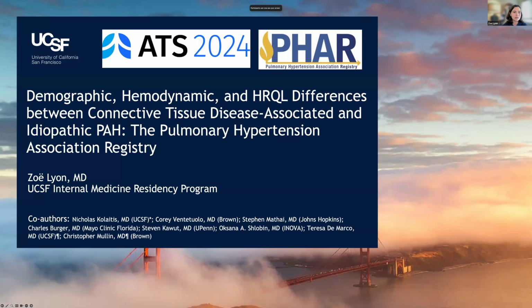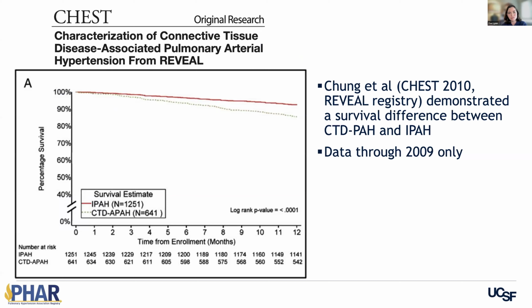Hi, I'm Zoe Lyon. I'm a 3rd-year medicine resident at UCSF, and I'm excited to be here to share work that we did using the Pulmonary Hypertension Association Registry, also known as the PHAR. So I'll be talking about Group 1 PH today, specifically comparing connective tissue disease PAH with idiopathic PAH.